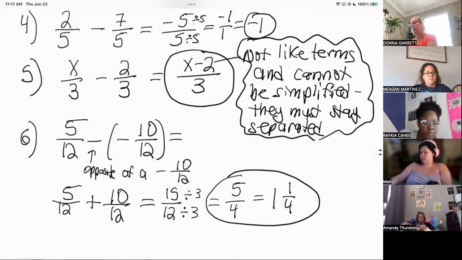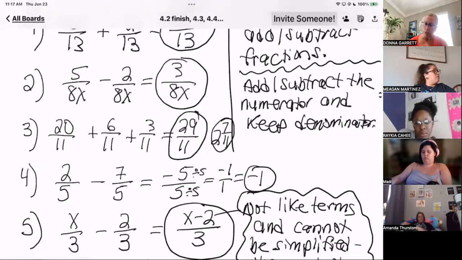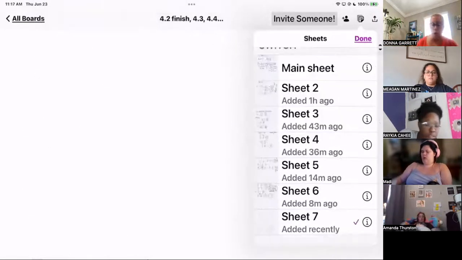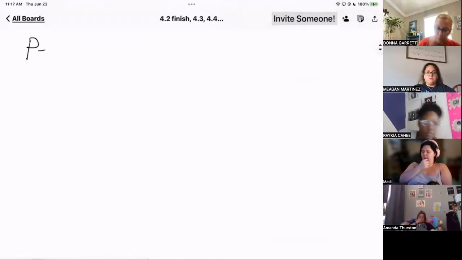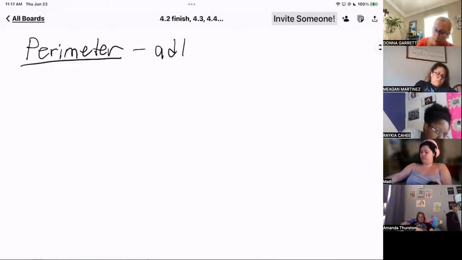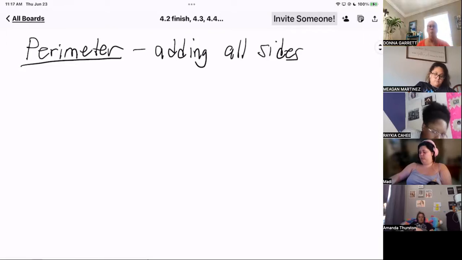Okay, and I have 2 more little problems to do with you, and then we're right where we're supposed to be. All right, I want to talk about perimeter a little bit. When you have a perimeter of a figure, you're adding all sides. We did this already before, but I'm reminding you because we're going to do a problem with a perimeter.